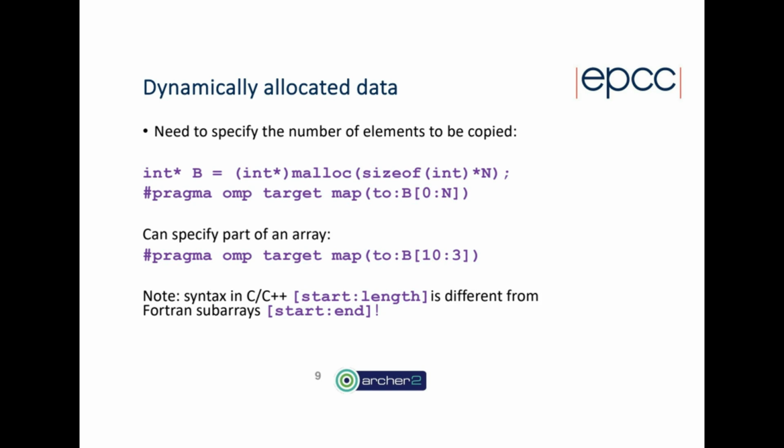slightly confusing if you're bilingual. The C and C++ syntax is the start, colon, the number of elements. That's not the same as the syntax for Fortran subarrays, which specifies the start, colon, the end. So that's not so nice if you are translating or familiar with both languages. That's a potential source of confusion. But with this subarray syntax, you can also map parts of an array. So I can say, just map the 3 elements starting at B[10].